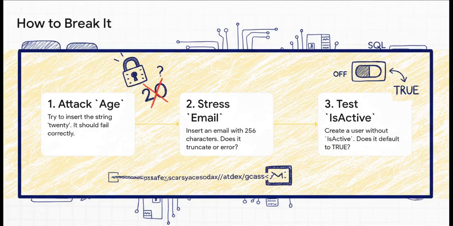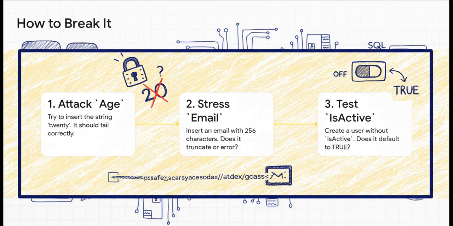So, how do we break this? Let's put on our tester hat. First, we attack the age field. It's supposed to be a number, so let's try to shove the word "twenty" in there. The system should reject that nicely, not just fall over. Next, let's stress out that email field. The varchar limit is 255 characters, so let's try to jam 256 in. What happens? Does it get cut off? Do we get a clear error?